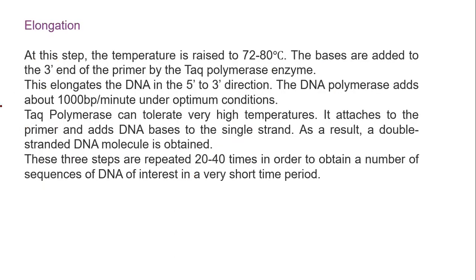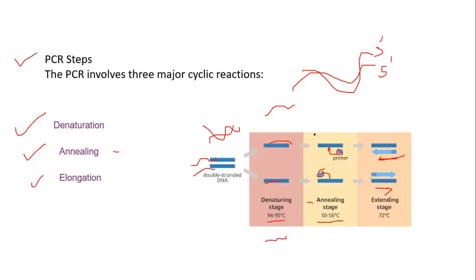Now let's study in detail what the elongation is. At this step, the temperature is raised to how much? 70 to 80 degrees Celsius. These bases are added to the 3 dash of the primer by the Taq polymerase enzyme. This elongates the DNA in the 5 dash to 3 dash direction. So what I was talking about here is like this. It will be 5 dash to 3 dash, and here it will be 3 dash to 5 dash.